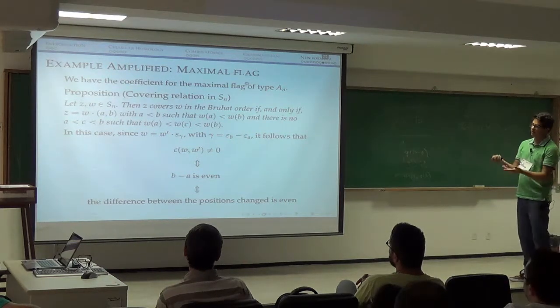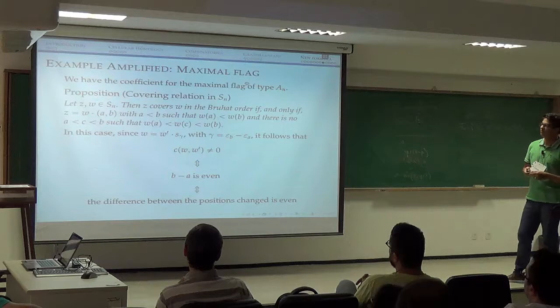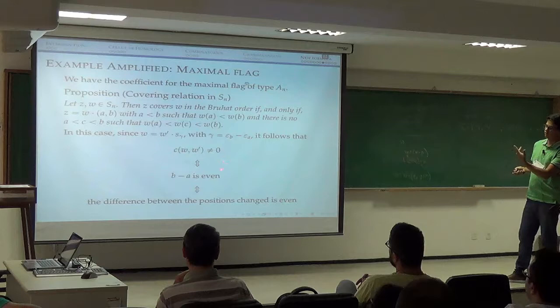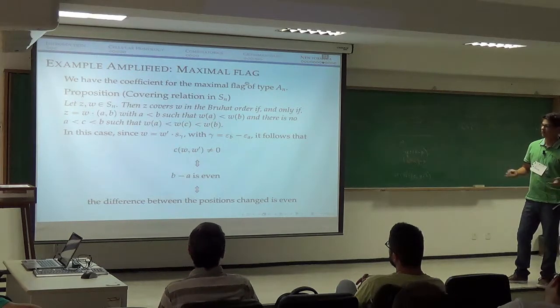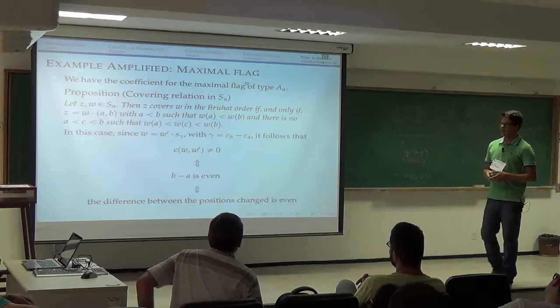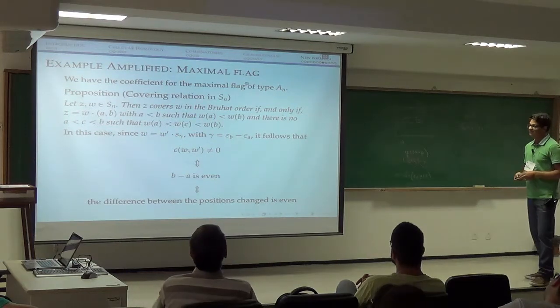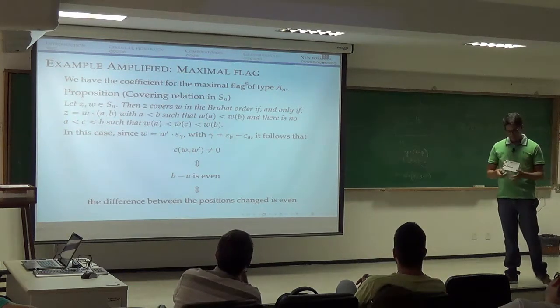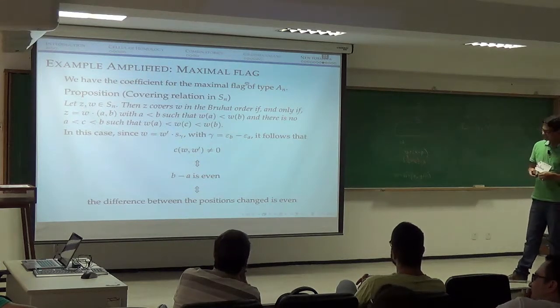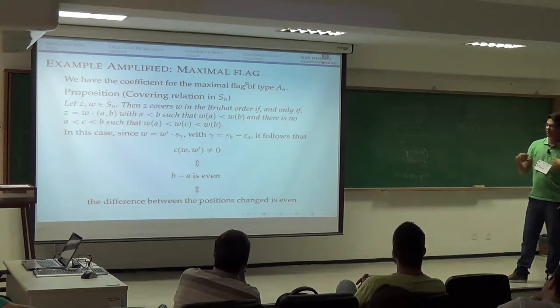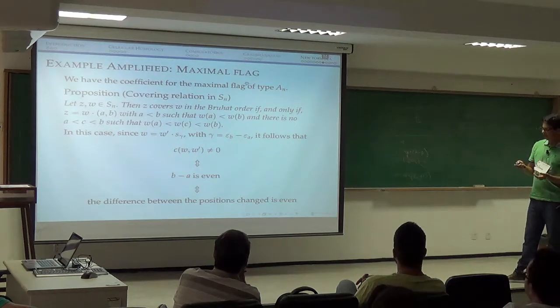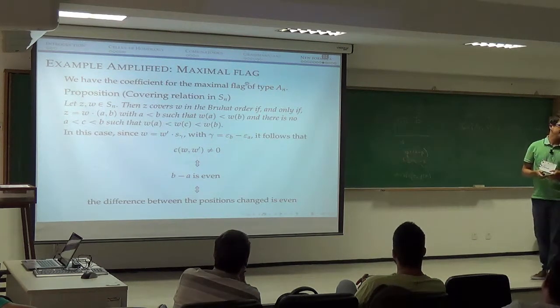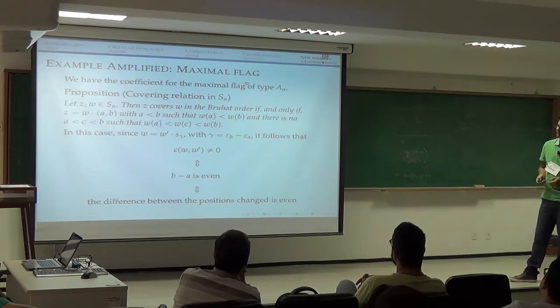Then we already know the covering relation in the permutation group. When you have this situation of covering relation, the coefficient will be non-zero only if the change of positions is even. And then Jordan, with his computational skills, started to do a lot of computation, because this data is very simple to give to the computer.